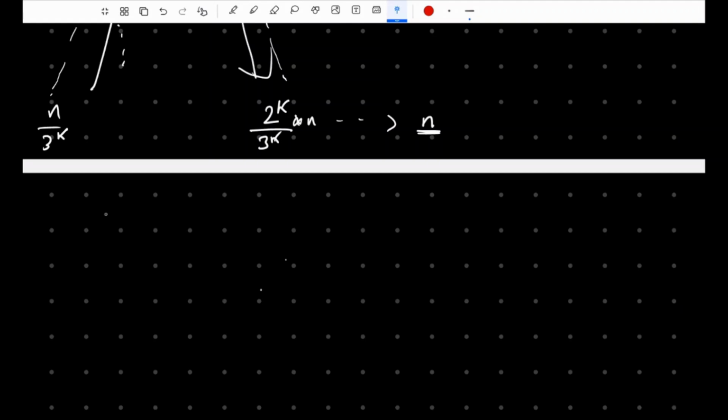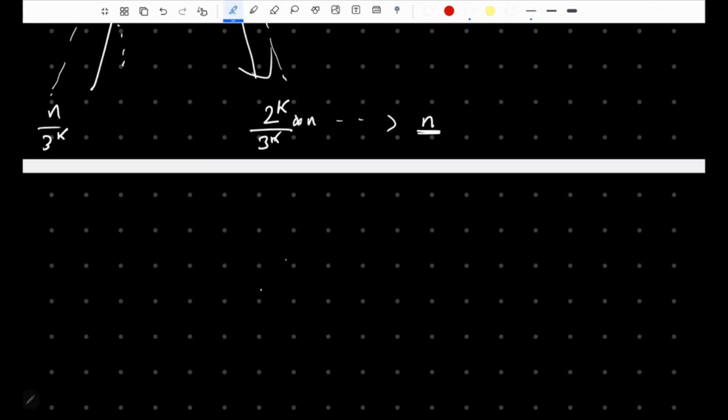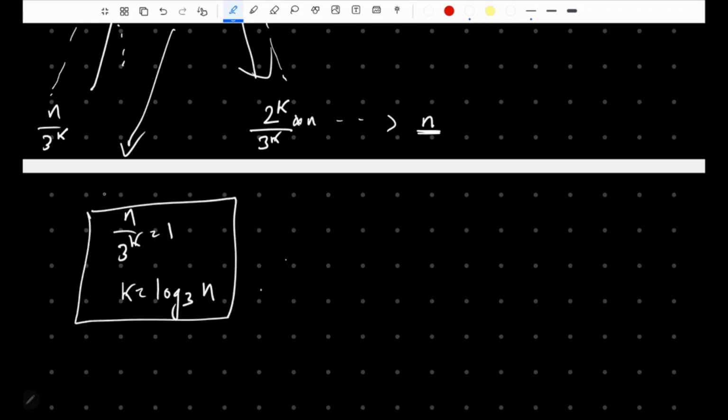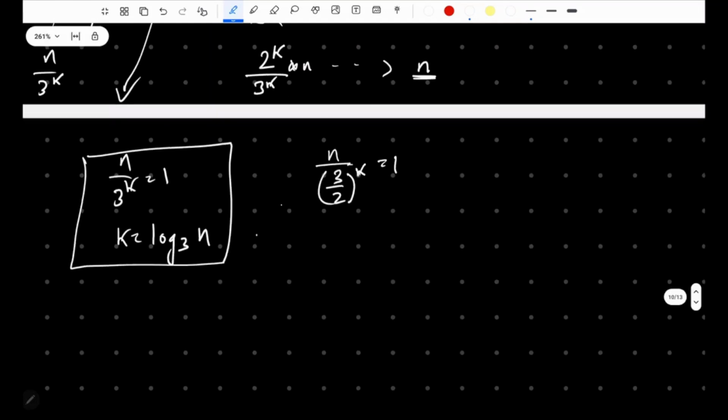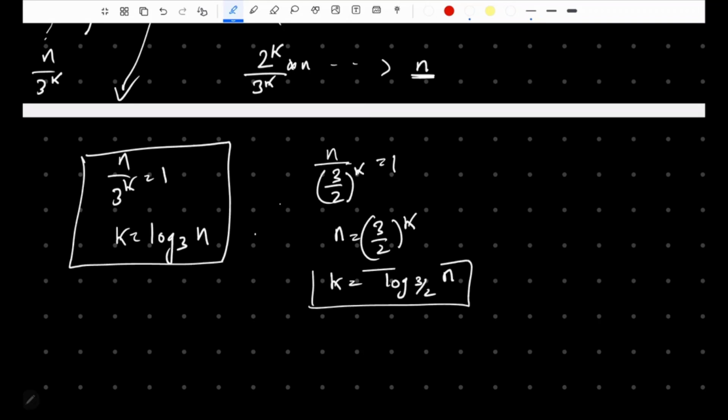I will stop when n by 3 to the power k becomes 1. So what did I get? If n by 3 to the power k is equal to 1, I will get k equal to log base 3 n. This is what I got from the left side. And on the right side, we can write this as n by (3 by 2) to the power k equal to 1. I will stop here. So I will get n equal to (3 by 2) to the power k. I will get k equal to log base 3 by 2 of n. This is what I got from this side.